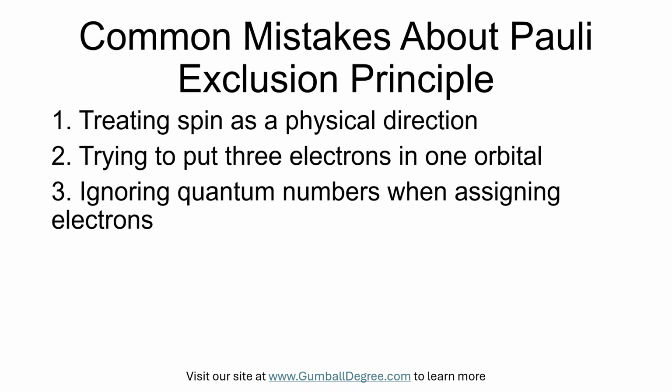Another error is trying to put 3 electrons into 1 orbital because people imagine more can squeeze in. The rule forbids a 3rd electron in the same orbital, so you must occupy other orbitals. A third misconception is ignoring the role of quantum numbers, so students sometimes think identical electrons are allowed. Always check that at least 1 quantum number differs.